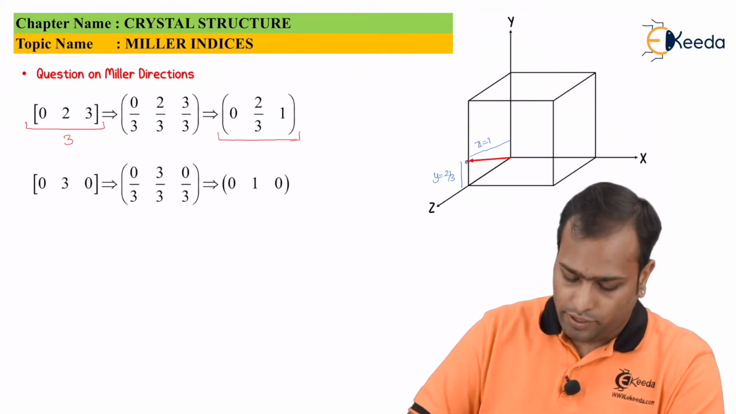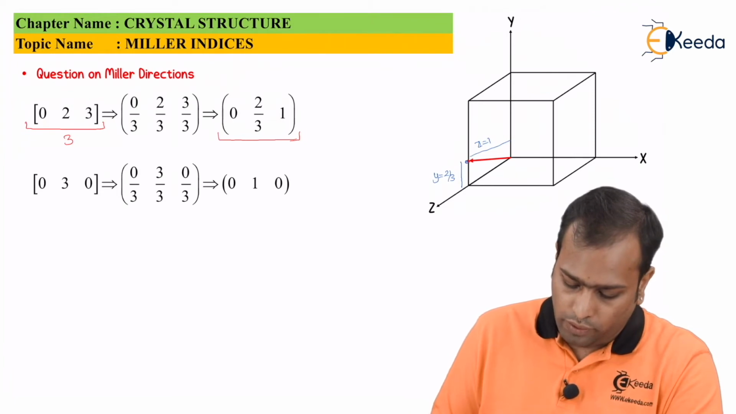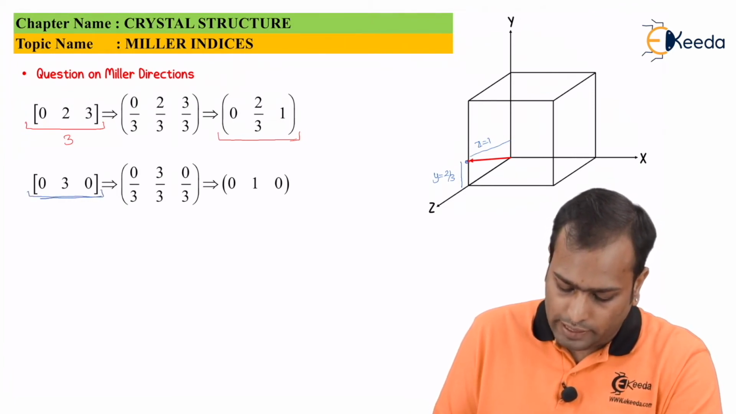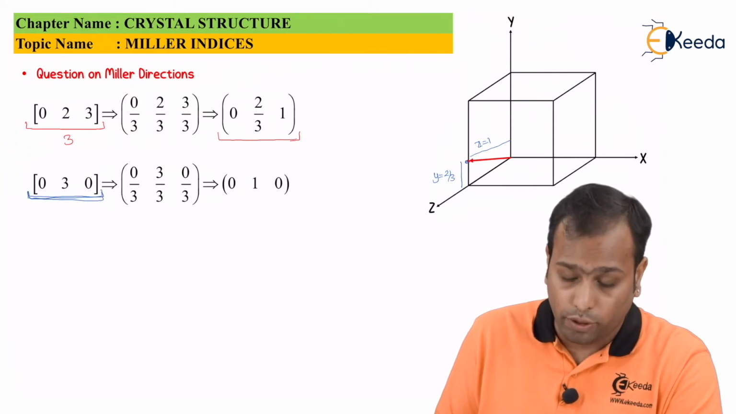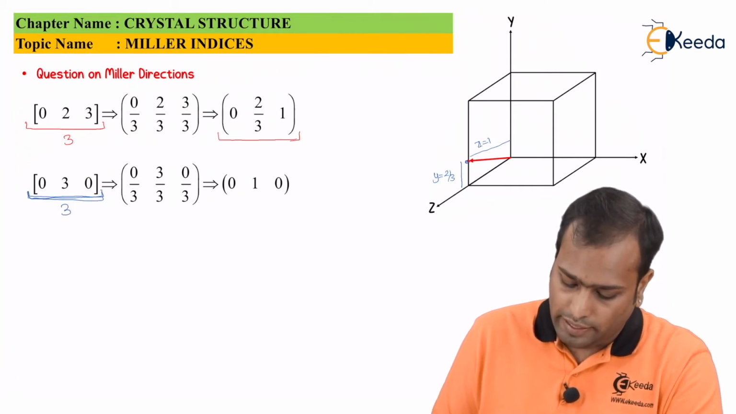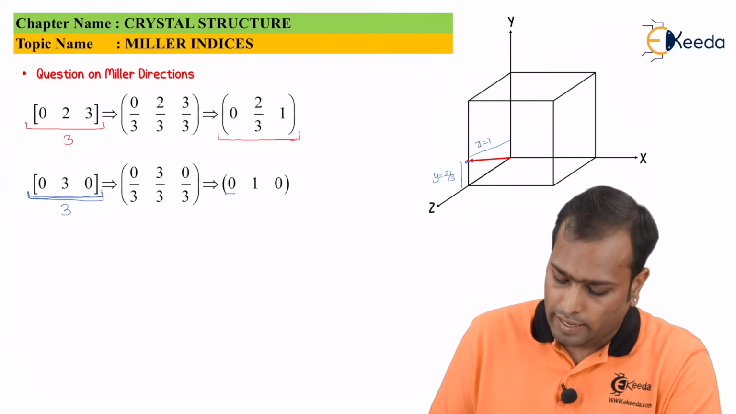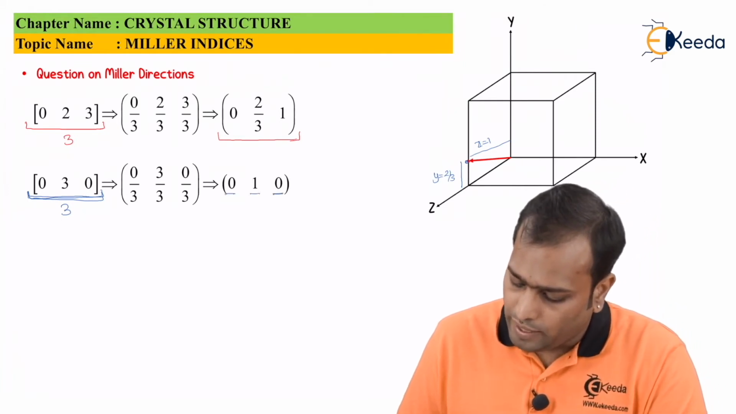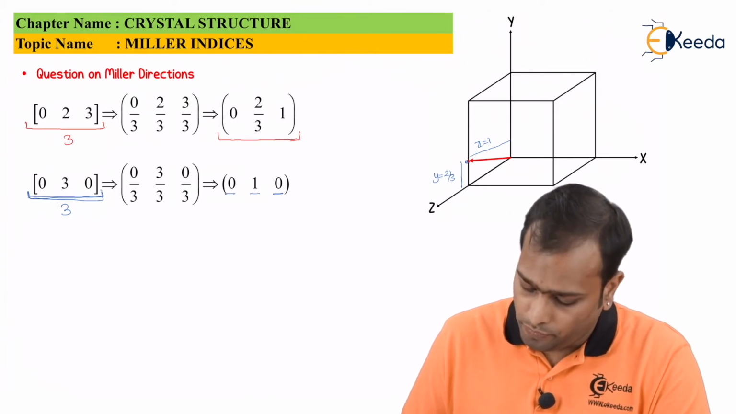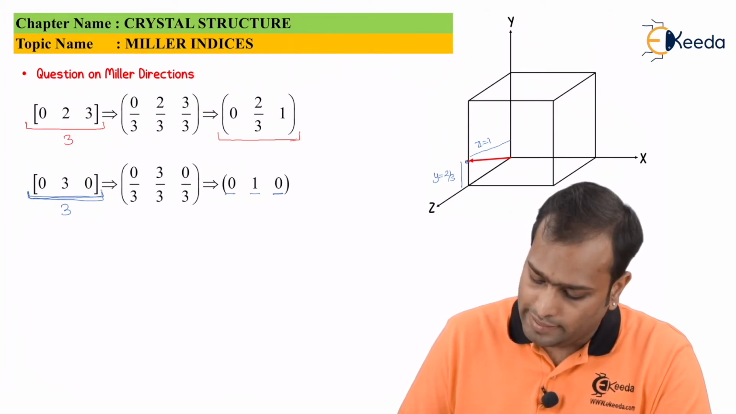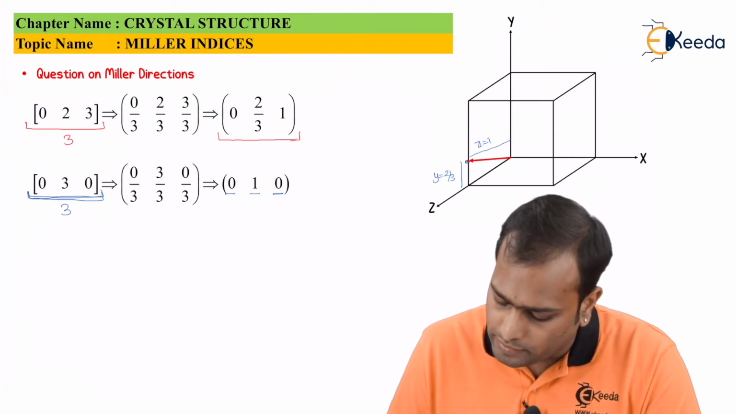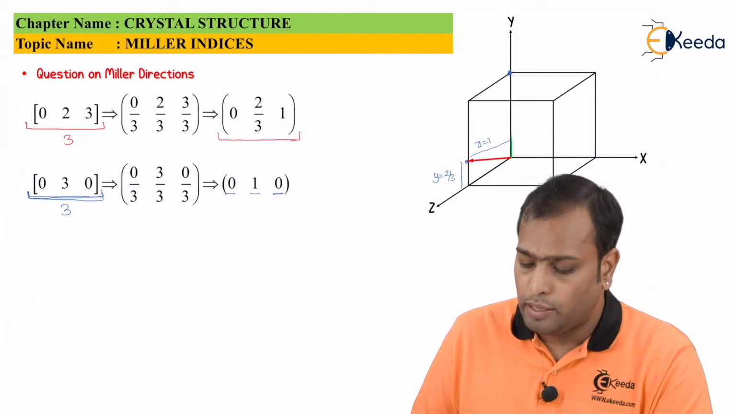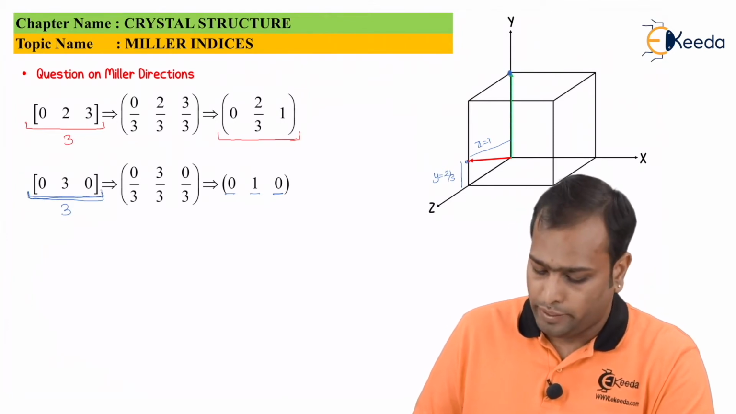We'll have a second question, which is 0, 3, 0. Again, it is not normalized for a unit cell, so we'll be dividing it by 3 throughout, and the values that we'll get is 0, 1, 0. In short, we have x coordinate as 0, y coordinate as 1, and z coordinate 0. The point would appear somewhere here. So this is how the Miller direction vector would point out.